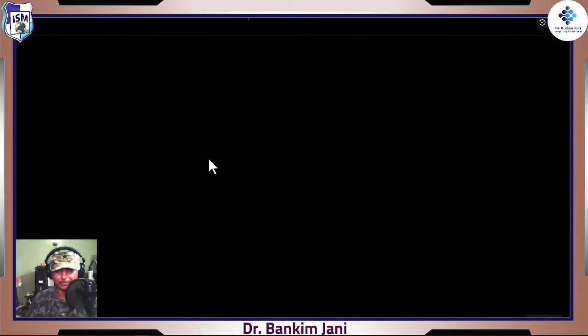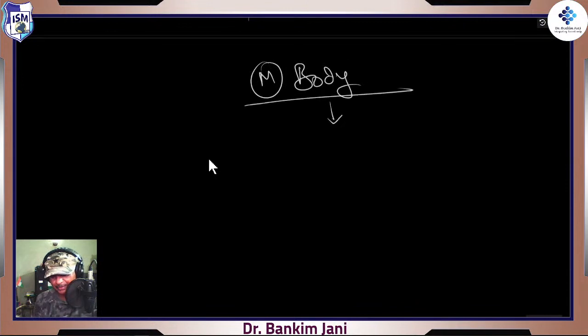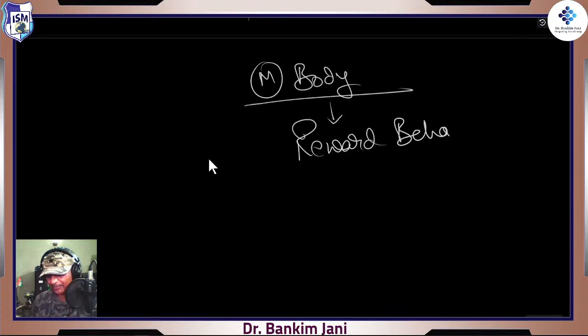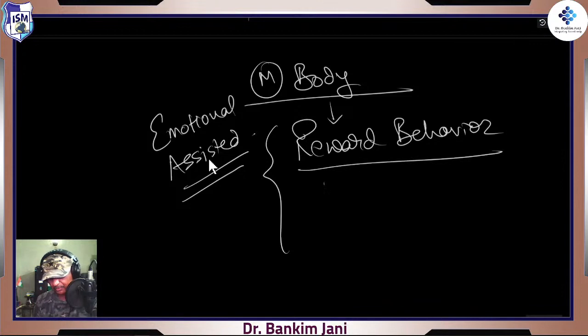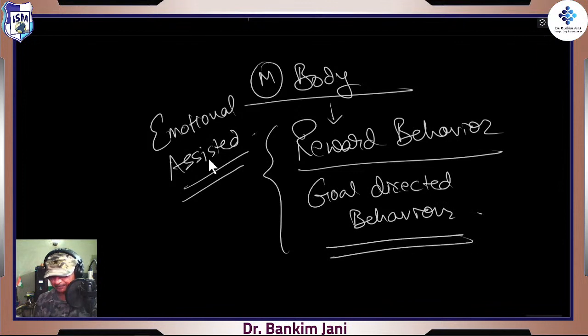That is what is stopped, because of this M body, and that's what I was telling, it is that reward behavior. This is what I really like. The reward behavior is what's responsible, and that's why it is emotionally assisted. Definitely, it is emotionally assisted reward behavior, all goal directed behavior. These are very typical words which tell the entire story. These are like those keywords, right? Okay.